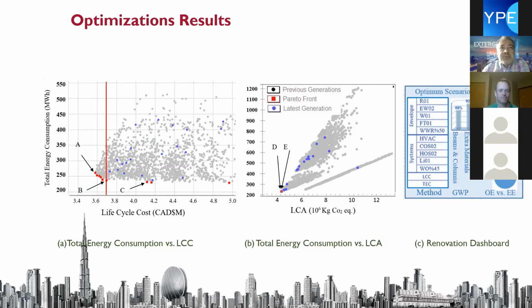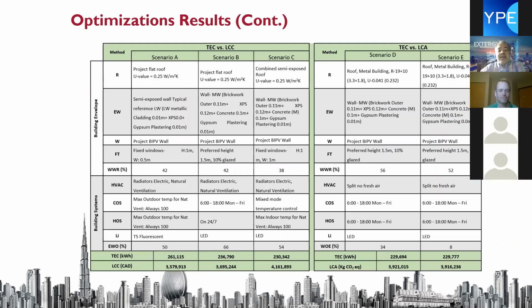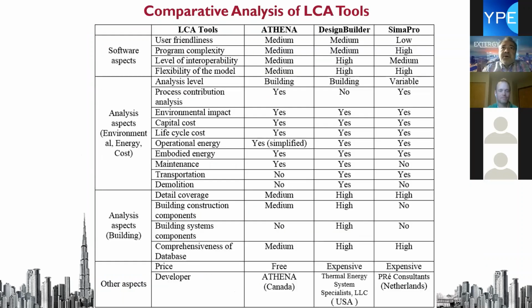I don't want to go deeply into the technical side, just to show how we optimize the LCA and the TCC, total energy consumption. So we provided 3 scenarios to the clients, and the client went with scenario B, which has alternatives for the roof, the external walls, the window, the facade material, and the HVAC and HVAC operations. We told the client the total energy consumption and life cycle cost for implementing that scenario.